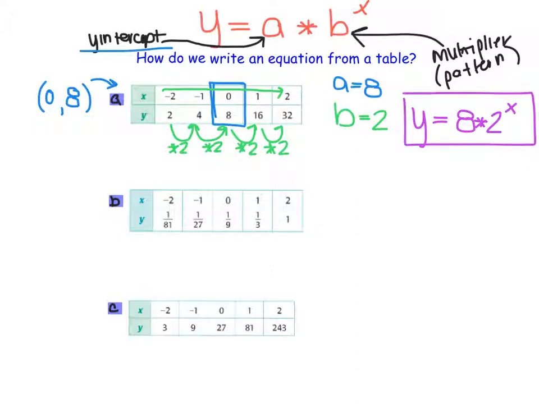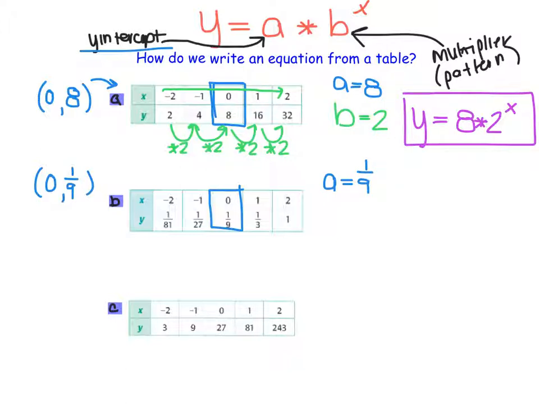Now if I apply this same thinking to part B, again I'm going to start by looking for my y-intercept value so that I can find my a value. And I know that my y-intercept value occurs when x is 0, and my y value here happens to be 1/9. So because when x is 0, my y value is 1/9, my a value is also 1/9.